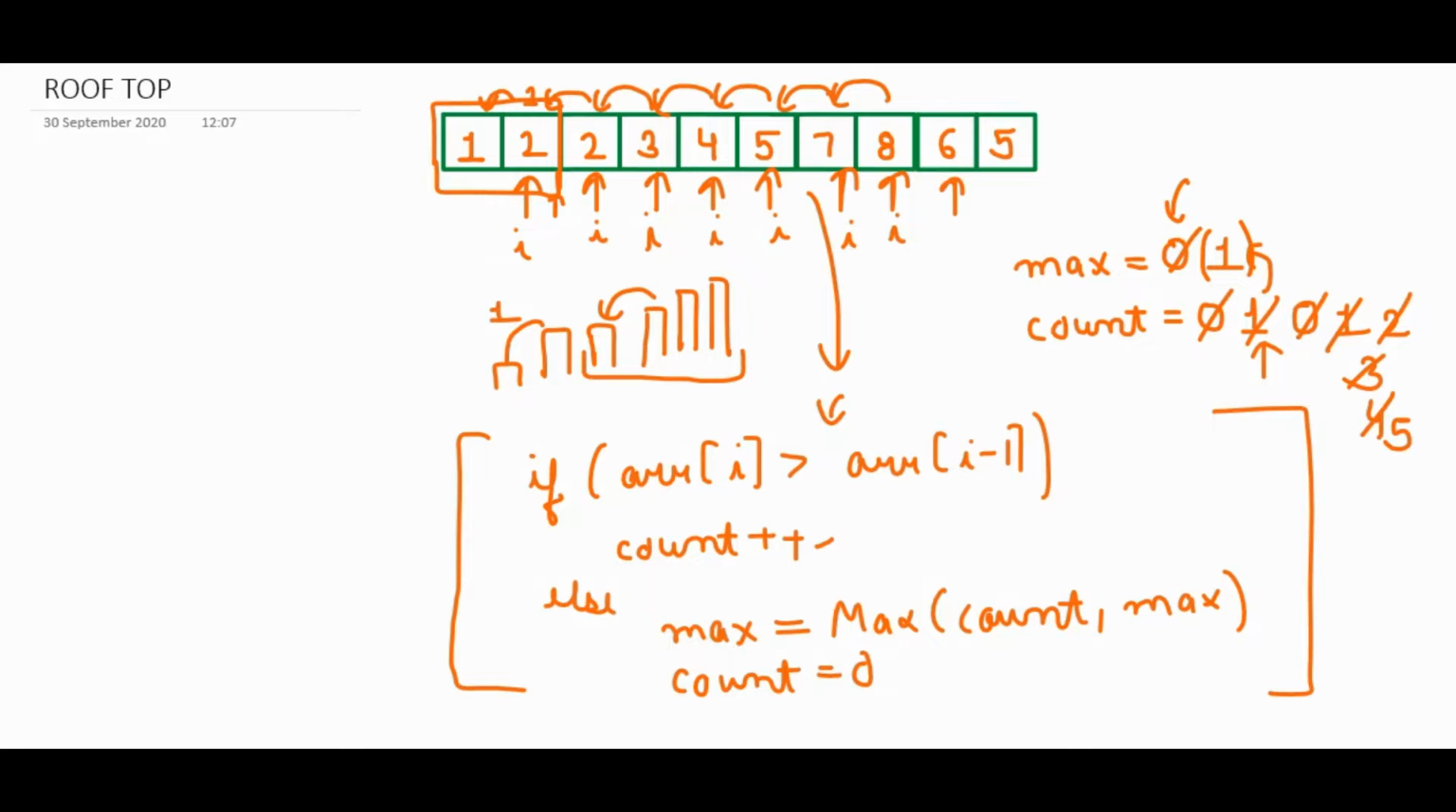Now when we go to the next element which is 6, which is less than the previous element, so we will come to the else condition. So we have to find the max of the count that we have, 5, and the current max which is 1, and we have to update our max to that value. So in max of 1 and 5, maximum is 5, so we will make it 5 and decrease our count to 0. Okay, now I will move forward.